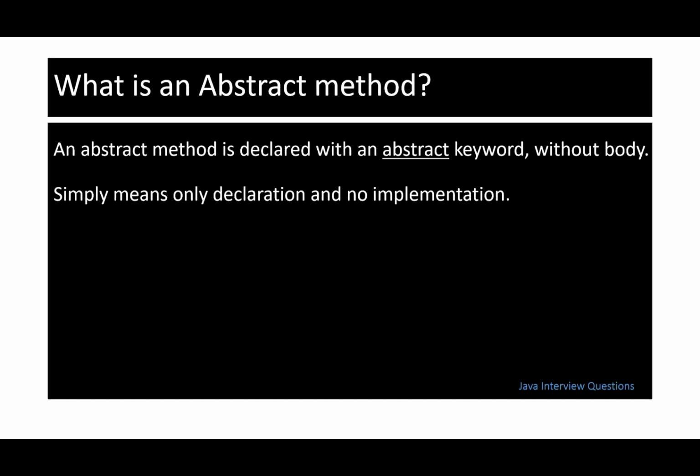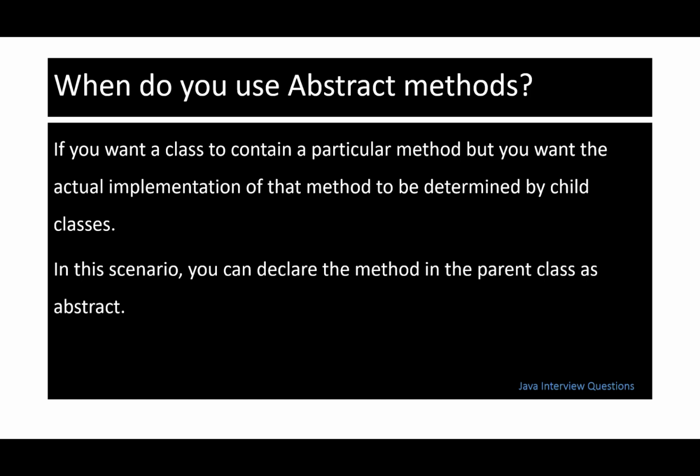What is an abstract method? An abstract method is declared with an abstract keyword without body, simply means only declaration and no implementation. When do you use abstract methods? If you want a class to contain a particular method but you want the actual implementation of that method to be determined by child classes. In this scenario, you can declare the method in the parent class as abstract.